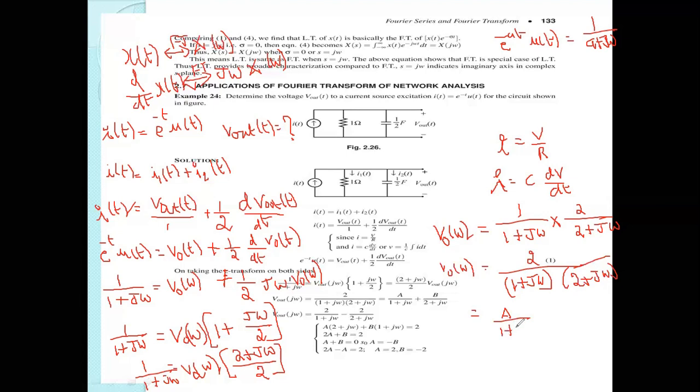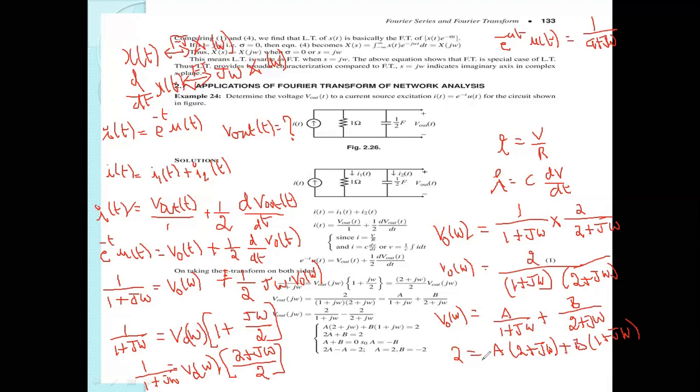A by 1 plus j omega and B by 2 plus j omega. That is, V naught of omega is equal to A by 1 plus j omega plus B by 2 plus j omega. Then we find that 2 is equal to A into 2 plus j omega plus B into 1 plus j omega.